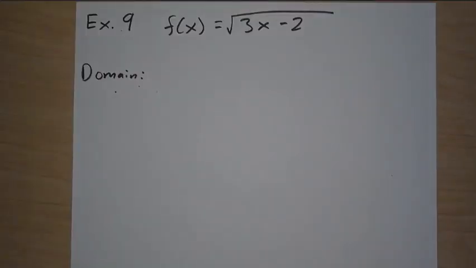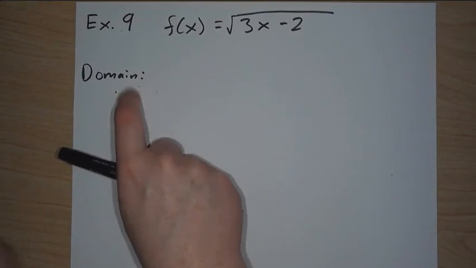This is example 9 of lab 7. We have the following function, f of x equals the square root of 3x minus 2, and we want to figure out what the domain is.